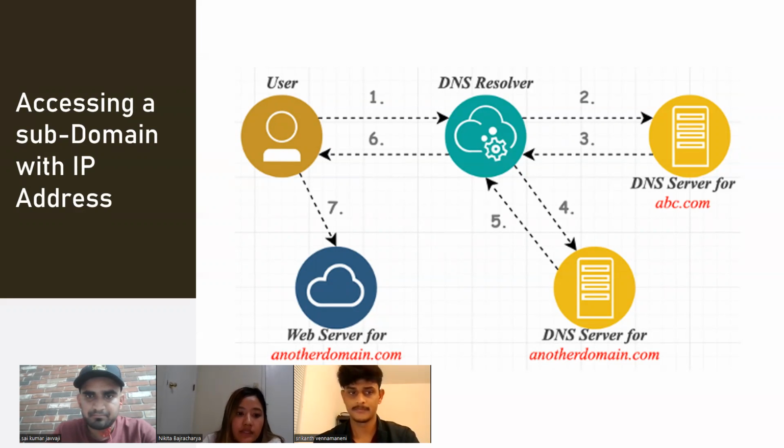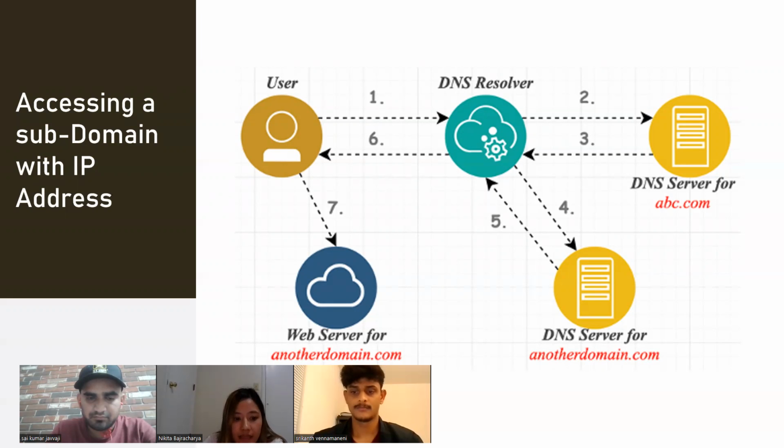In step three, the CNAME record is primarily configured at the DNS server of abc.com, and it is pointed to anotherdomain.com. Thus, this DNS server will return a message that says the targeted website has a CNAME record to anotherdomain.com. Subsequently, in step 4, the DNS resolver will send another query package to the DNS server of anotherdomain.com asking for the IP address.